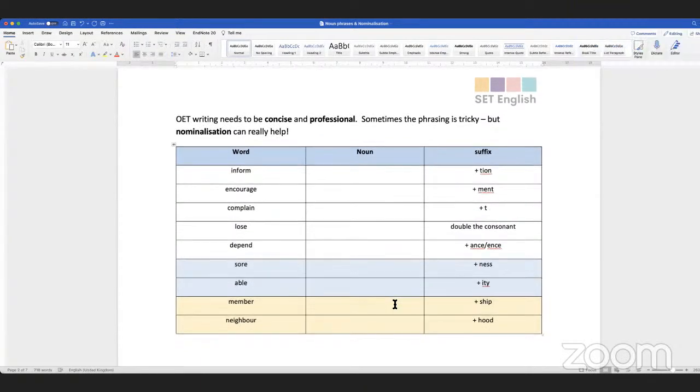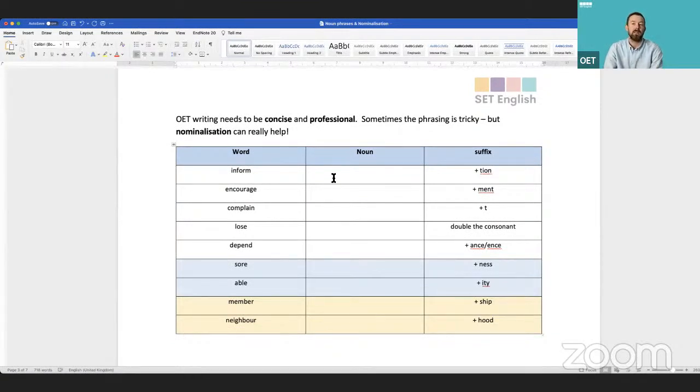Nominalization is the conversion of words and phrases into nouns. So saying "swimming in the river," that's nominalization. You've turned that into a noun phrase. Now, first thing we're going to do.